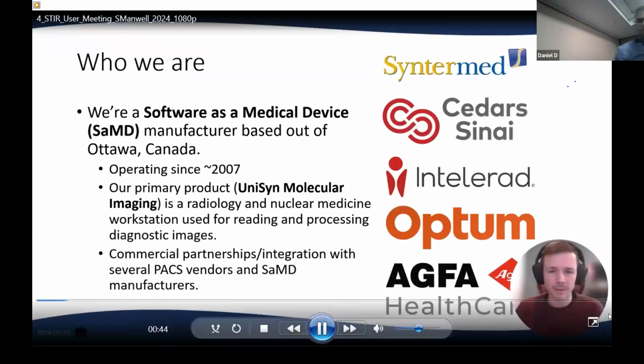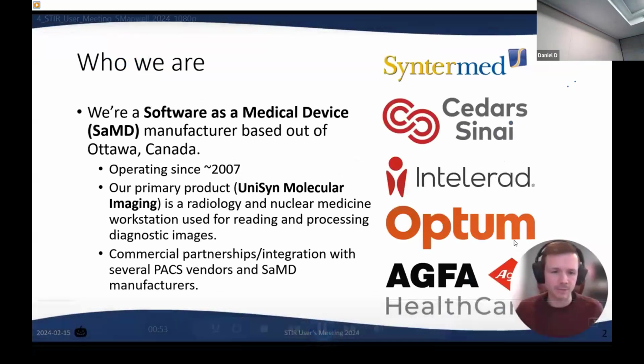Just to give you a bit of background about who Convergent is and things that we do, we're a software as a medical device manufacturer. The company's been operating since about 2007. Our primary product is called Unison Molecular Imaging, which is really just a workstation software platform for radiology and nuclear medicine professionals to analyze, process and read diagnostic images. Our company has partnerships with several PACS vendors and other software vendors, some of whose logos I've included on this slide.